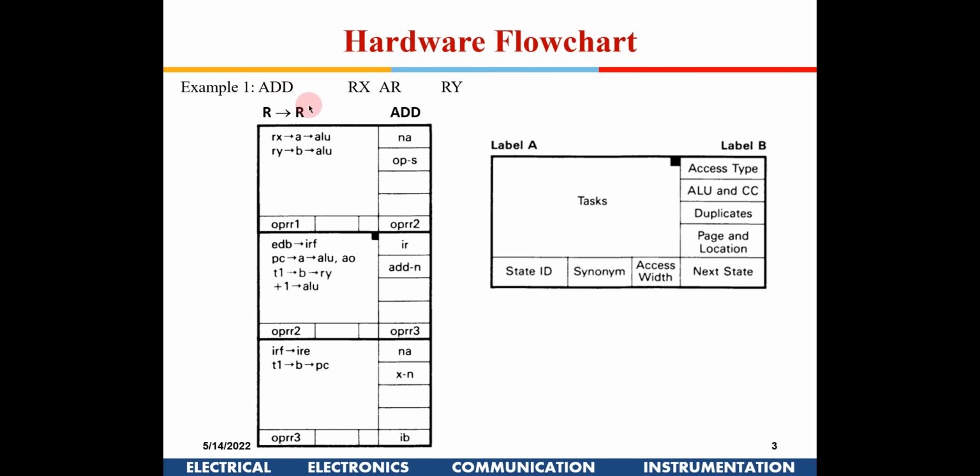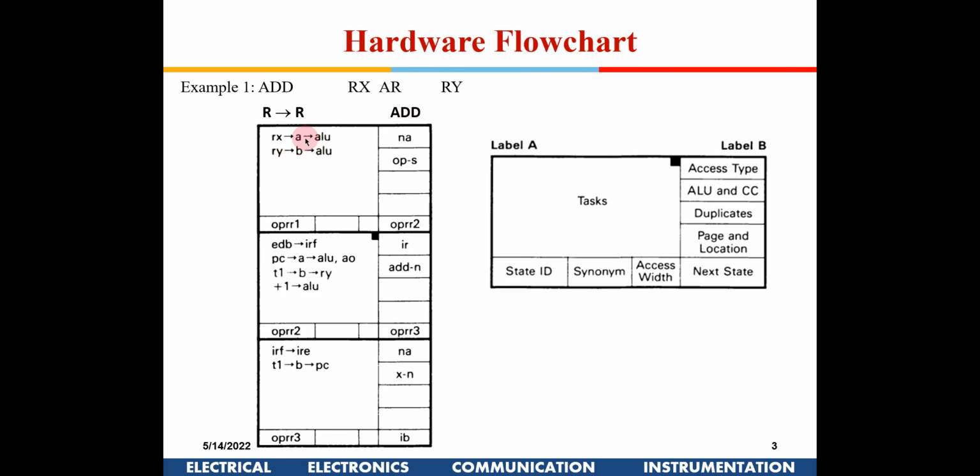So the first example here is add Rx and Ry. If you see what is done in the first box here, you have Rx being brought through the internal A bus. So this is a register to register operation, right? So add Rx and Ry. Hence we write register to register, and then it's an add operation. So I write an add here.